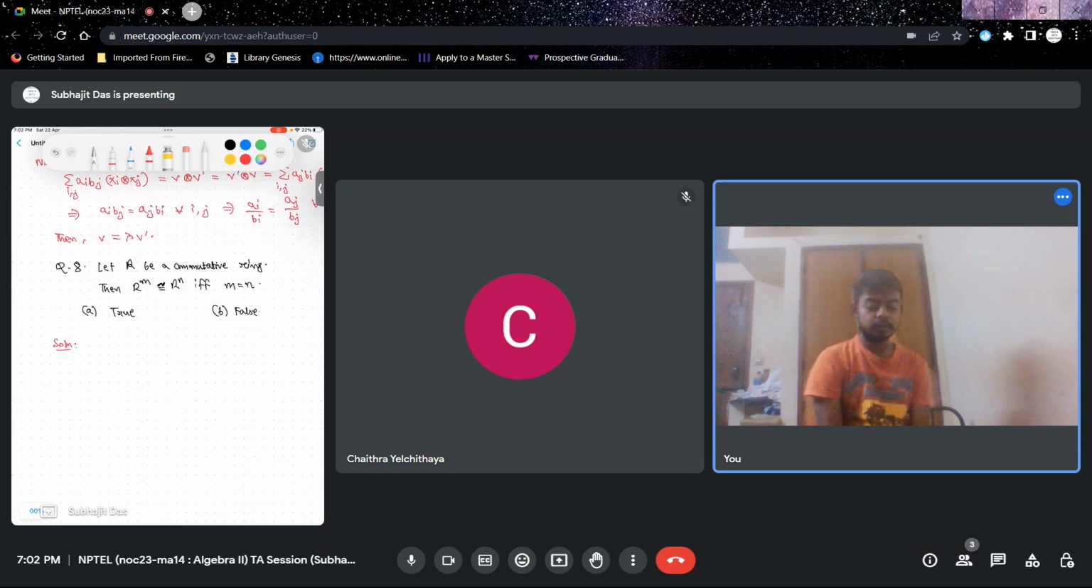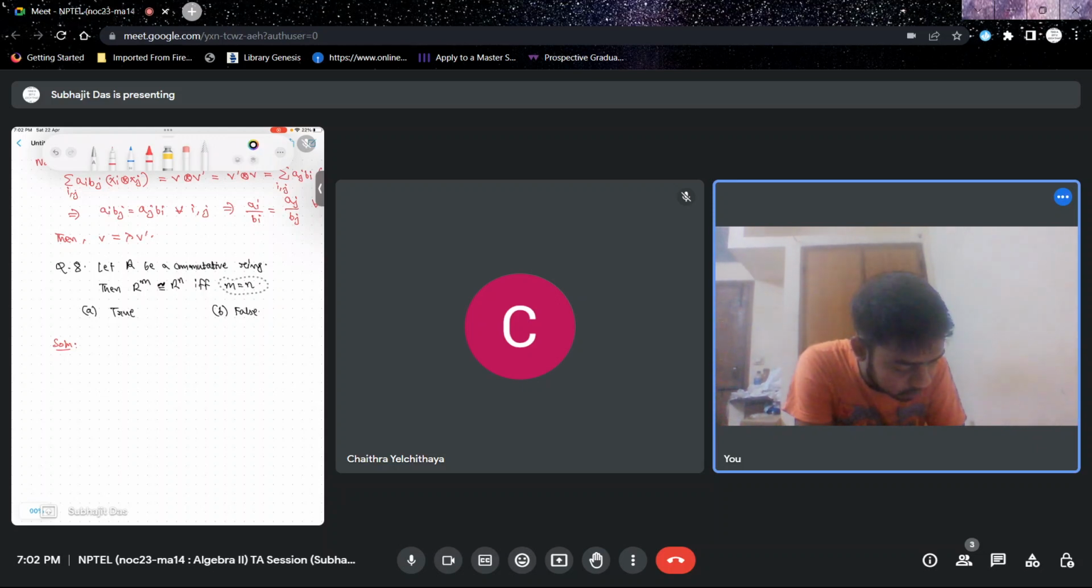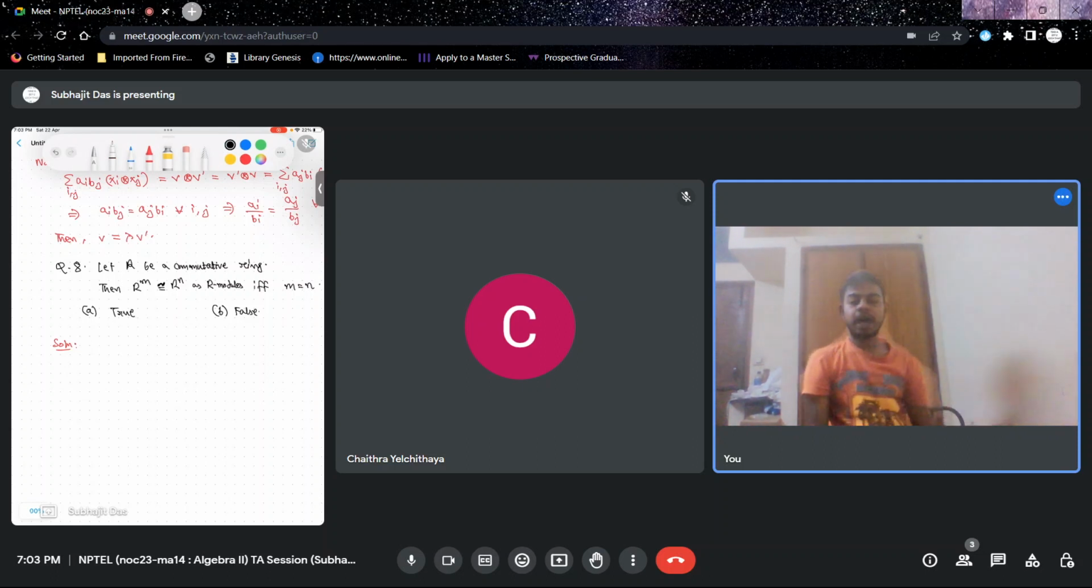So you take a commutative ring R, then is it true that R^m, I mean direct sum of m copies of R, is isomorphic to R^n if and only if m is equal to n? Okay, so I should be very clear, as R modules. So R is a commutative ring. You take direct sum of m copies of R, and you take direct sum of n copies of R. Now the claim is that they are isomorphic if and only if m is equal to n.